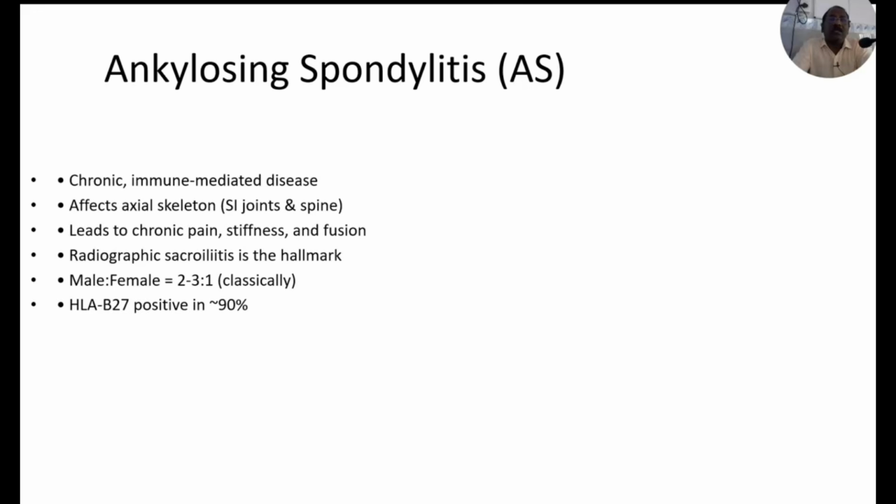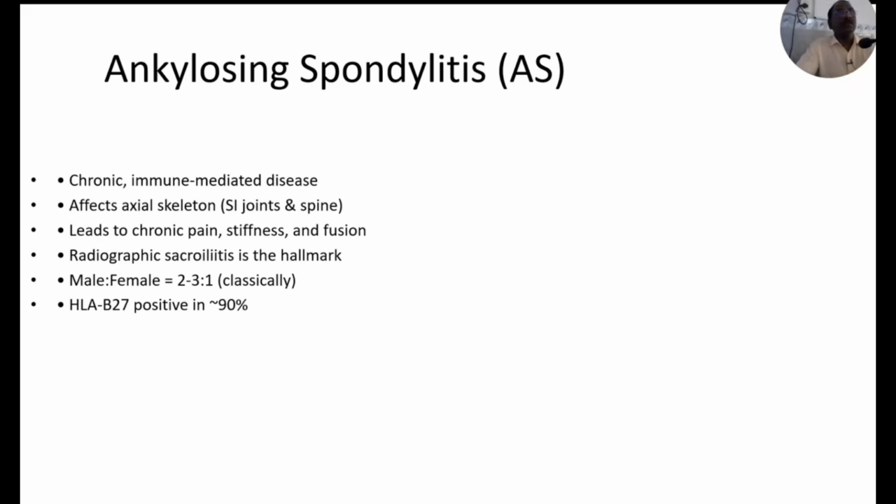So ankylosing spondylitis, also called AS, not aortic stenosis here. We are not seeing much aortic stenosis nowadays, but we are seeing more and more ankylosing spondylitis nowadays. It's a chronic and immune-mediated disease, affects the axial skeleton, leads to chronic pain, stiffness, and fusion. So these are the landmark symptoms in ankylosing spondylitis. These people will have inflammatory backache for more than 3 months, and the back will be stiff, not only your lumbar spine, thoracic spine, etc., and also there will be fusion and it leads to the bamboo spine, etc. Radiographic sacroiliitis is the hallmark.